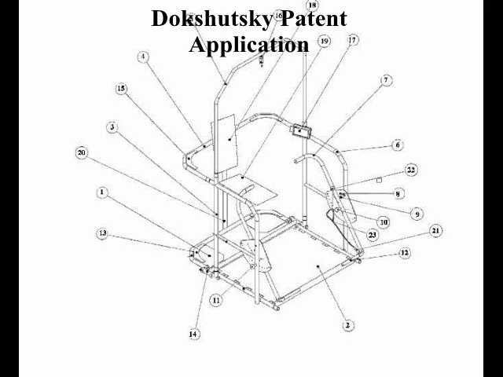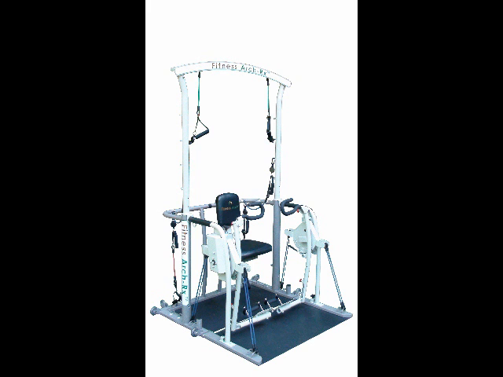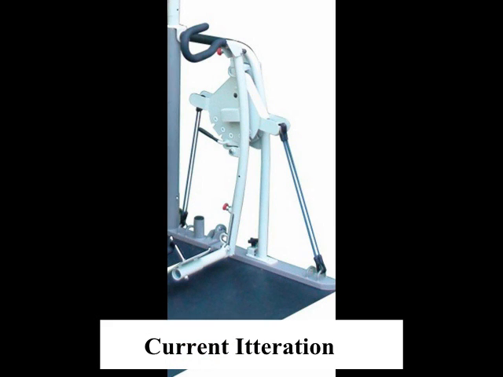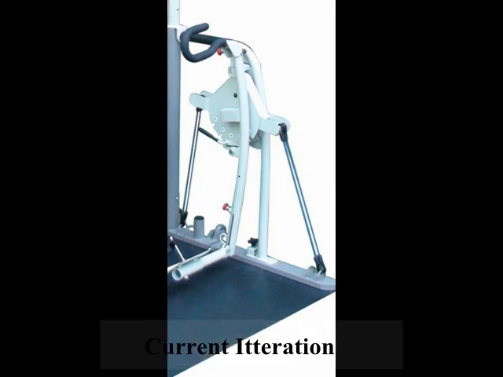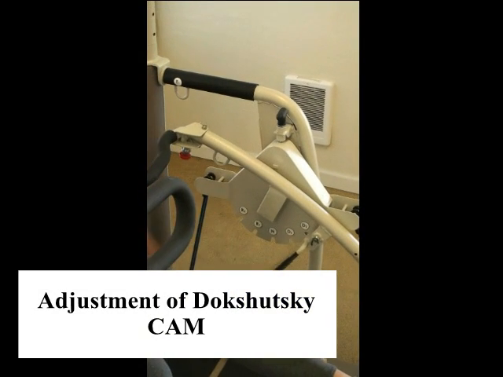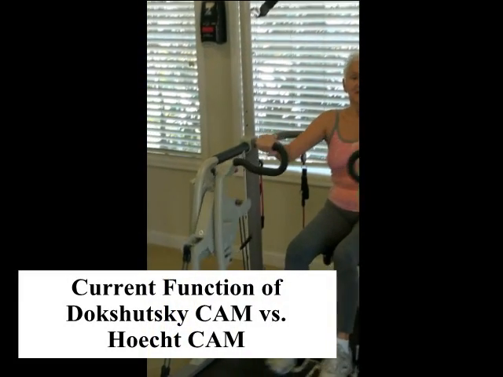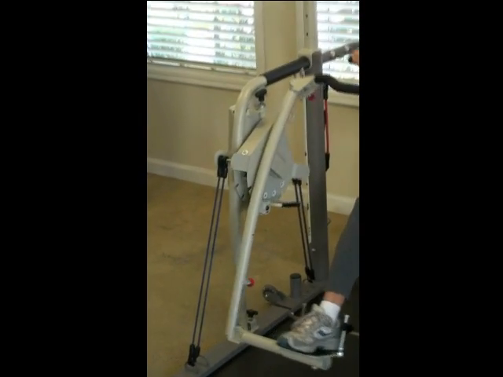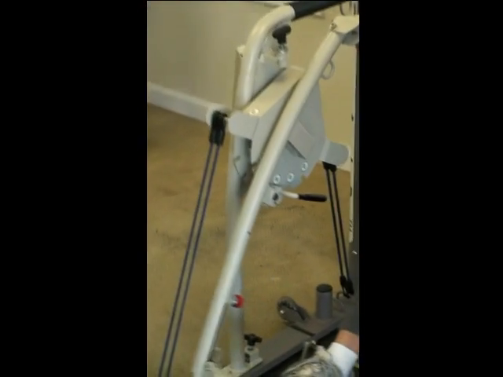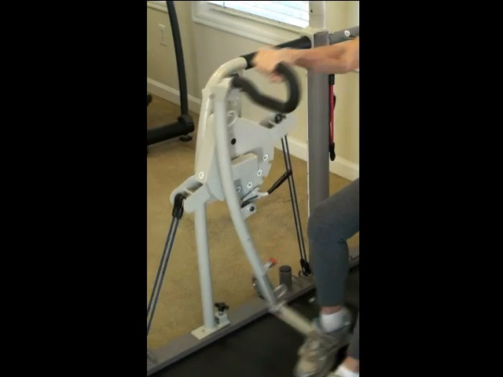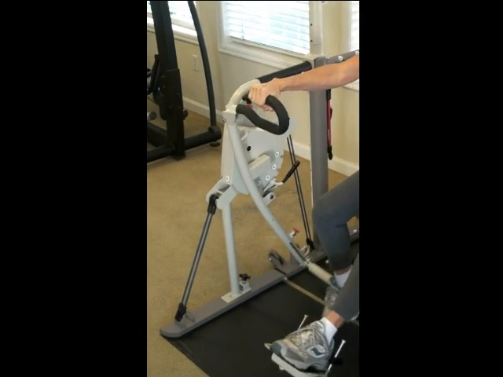The following picture shows the original patent application, while this is the current iteration. I'm doing this to demonstrate that our cam system really has not changed from the original drawing in its function to that of the current iteration, using resistance bands as the resistance. You can see in this video how the actual cam switches, while here is the current function of the cam. Notice that the rubber bands are actually moved very differently than what you would see with the Hoecht version using the weights. Here, the bands themselves create the resistance.